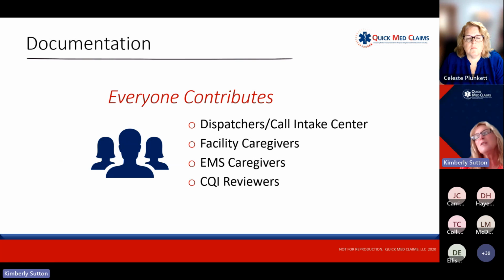The first item on documentation is I wanted to express that everyone contributes to this piece. We know it's valuable when you're doing your documentation that whoever is putting the information in the EPCR, but it's also impactful for the dispatchers that are actually taking the information in and putting it in the CAD system. Your caregivers that you're getting report from or that you are giving report from. And then of course that's in your facilities, but when you go to your EMS agencies or your scene calls, what information you are getting from those providers also.